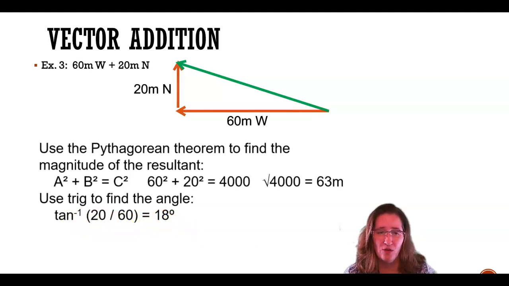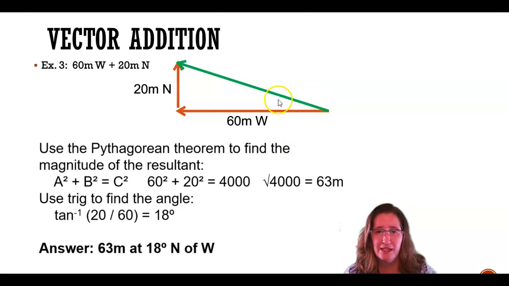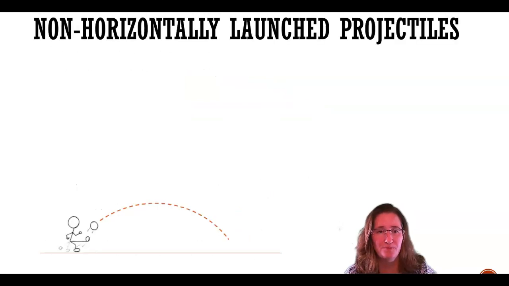Now, if you ever get a crazy looking number, first thing is check and make sure you are correctly in degree mode on your calculator. Okay, so this would be my answer, 63 meters at 18 degrees, and now I'm going to add that compass direction. Since the 18 degrees is actually off of what would be the west direction on a compass, it is 18 degrees north of west, and that would be the solution for this problem.